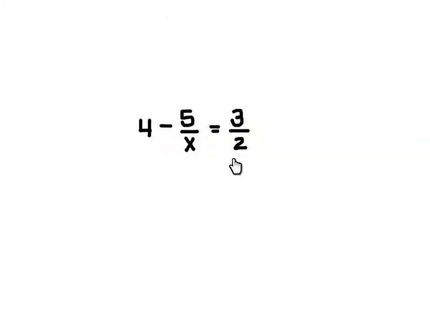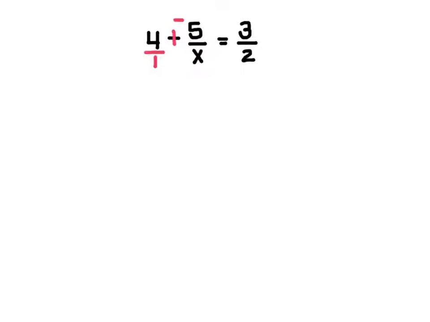Here's another example of an equation with rational expressions. Let's start by changing the subtraction to add the opposite. I'm also going to change the 4 to 4 over 1 so we can see these as 3 fractions. Now let's look at the denominators. The denominators are 1, x, and 2.